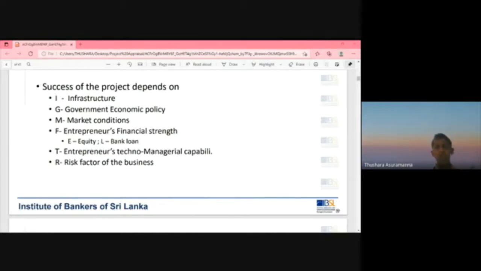Entrepreneur's techno-managerial capability. That is basically how techno-savvy you are, how good you are from a technical perspective to start and run this project. Say you are a person who has a lot of experience in, say, paddy milling, for example, but now you are going to build a 5-star hotel.